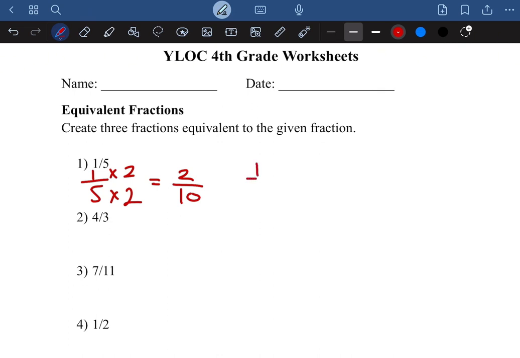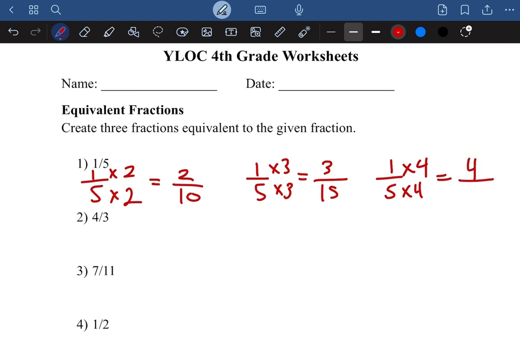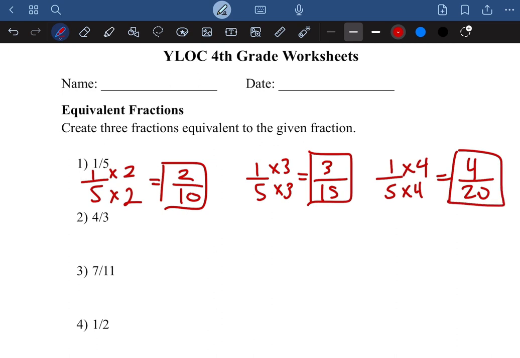And then next we're going to multiply the top and bottom by 3. 1 times 3 is 3, and 5 times 3 is 15. Multiply top and bottom by 4. 4 times 1 is 4, and 5 times 4 is 20. So the equivalent fractions are 2 over 10, 3 over 15, and 4 over 20.